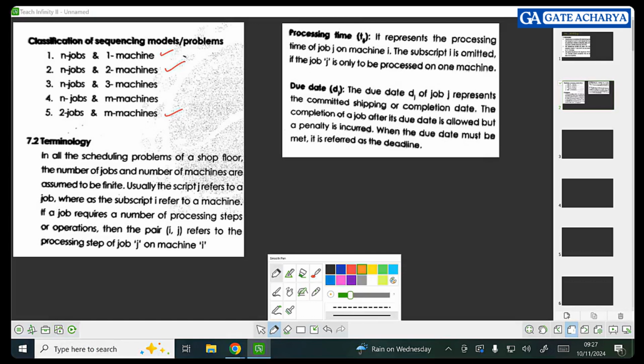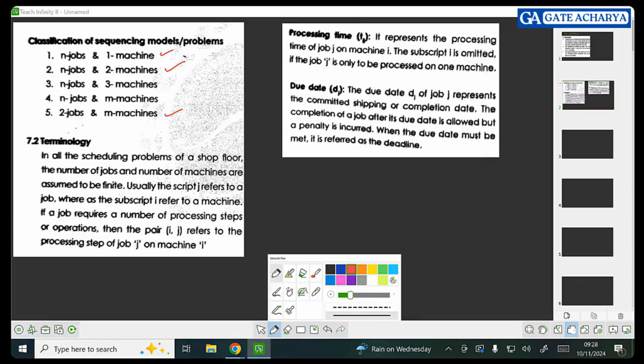Next, due date. How can we define due date? Suppose our vendor or our customer asks, sir, I require this many, 200 components, in the next two days, or on a particular day they ask you to produce. That comes under due date, right?